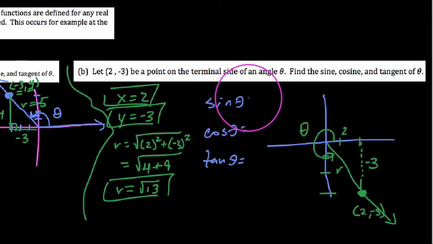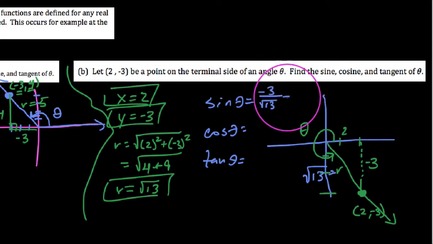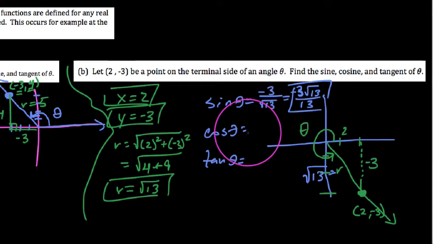So here we go. Sine would be this y value over the r value, which we know is root 13. So we get negative 3 over root 13. We should rewrite that as negative 3 root 13 over 13 when we rationalize it. So there's our sine value, negative 3 root 13 over 13.